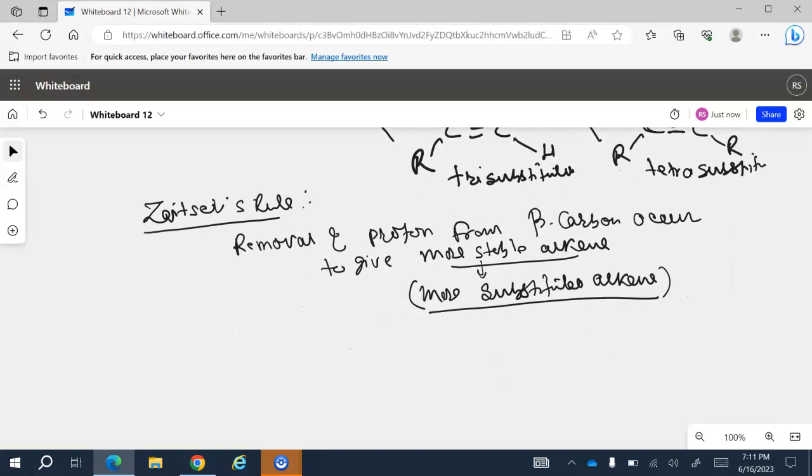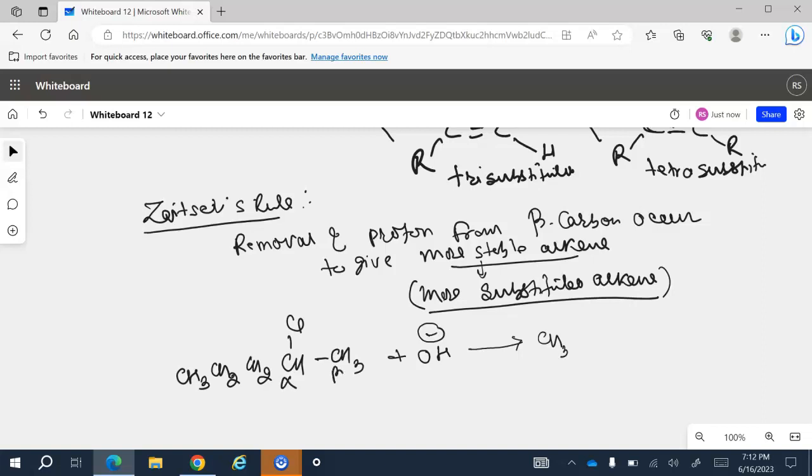Say, for example, we can see one example here: CH3, CH2, CH2, CH with the chlorine, and CH3. You have here 2-chloropentane. If you react it with, say, hydroxide, OH minus, then we have the possibility: this is your alpha, this one is beta, this one is beta. So CH3, CH2, CH double bond CH, CH3. If you remove this beta hydrogen there, this will be the product.